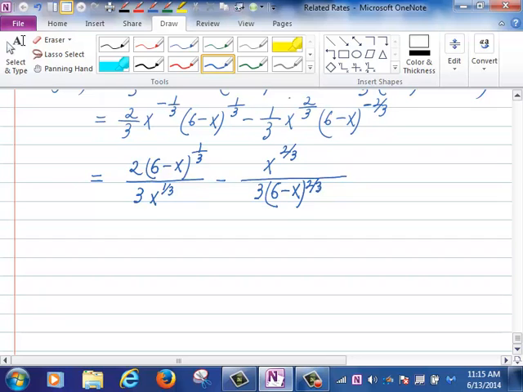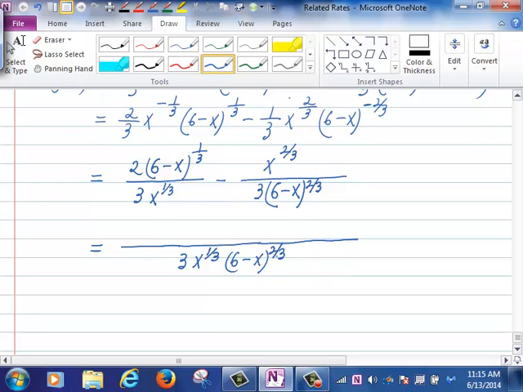Okay, so this is not simplified enough yet. So what I'm going to do is add the fractions, and what's the common denominator? Well, 3 times x to the 1/3. I'm not going to take the other 3 here because 3 is already there. So the other factor would be (6 minus x) to the 2/3. So this would be the common denominator, right? You agree with that?